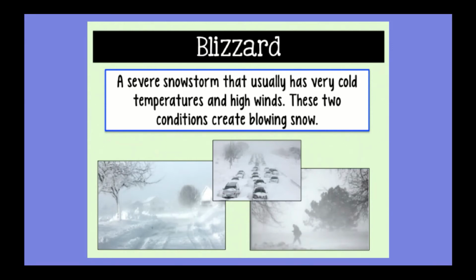So a blizzard is a severe snowstorm that usually has very cold temperatures and high winds. These two conditions, really cold temperatures and high winds, create blowing snow. And so blizzards are dangerous because snow can pile up and it's really difficult to see. It's really difficult to navigate.